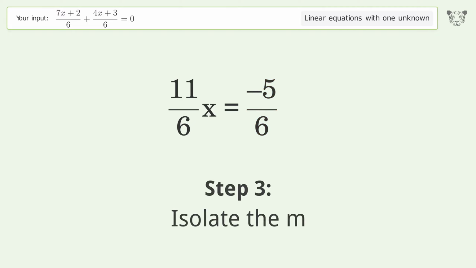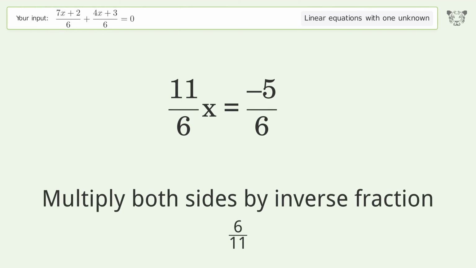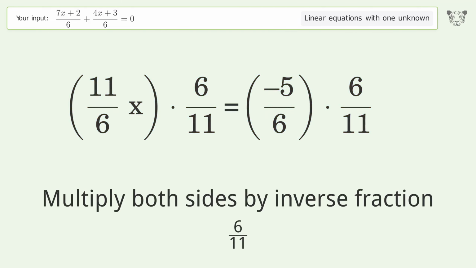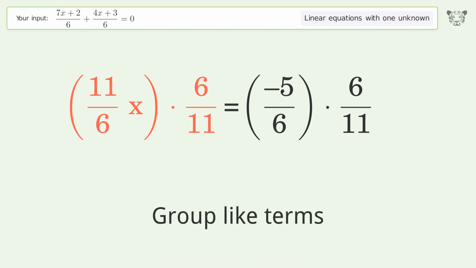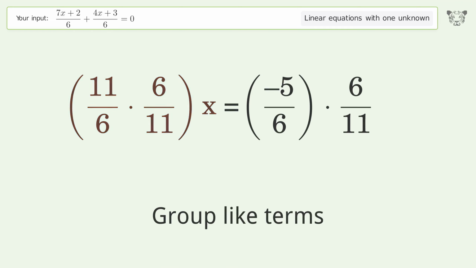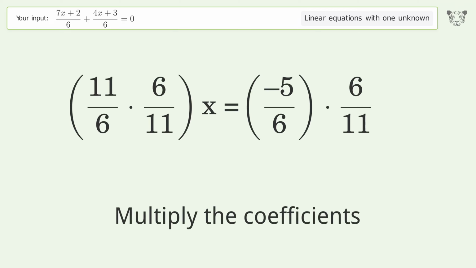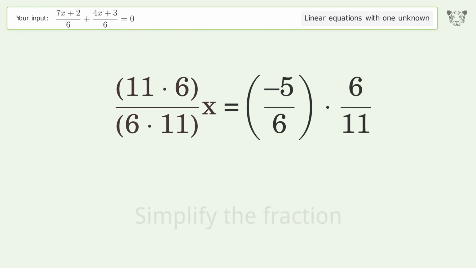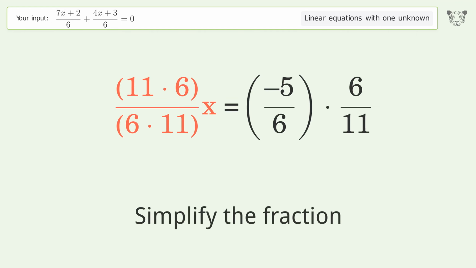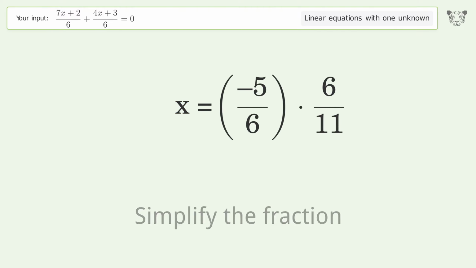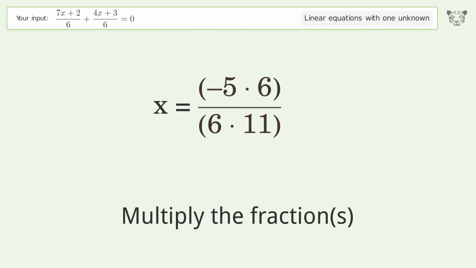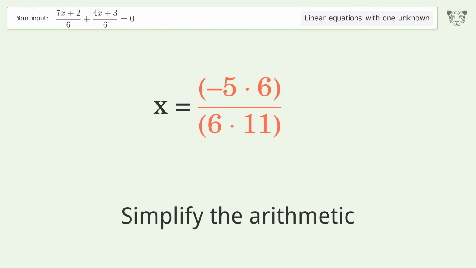Isolate the m. Multiply both sides by inverse fraction 6/11. Group like terms. Multiply the coefficients. Simplify the fraction. Multiply the fractions. Simplify the arithmetic.